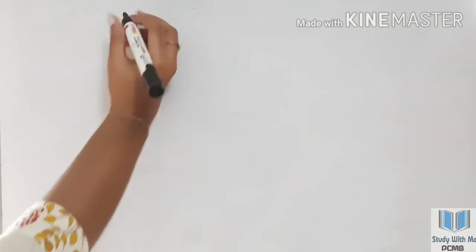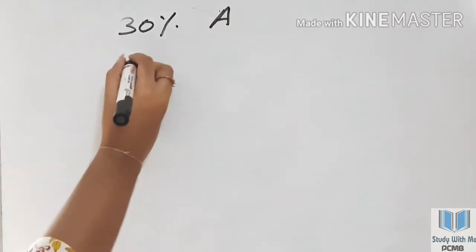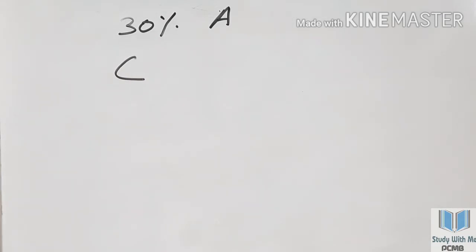I am not writing the question here. The question is, if a double-stranded DNA has 30% of adenine, calculate the percentage of cytosine in the DNA. In a double-stranded DNA, adenine is 30%. You have to calculate the percentage of cytosine present in that DNA.